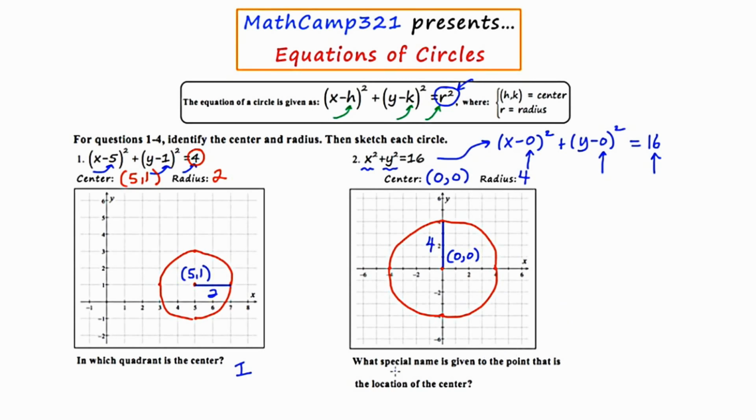And now there's this question right below. What special name is given to the point that is the location of the center? Now the center is 0, 0, and that's also known as the origin.